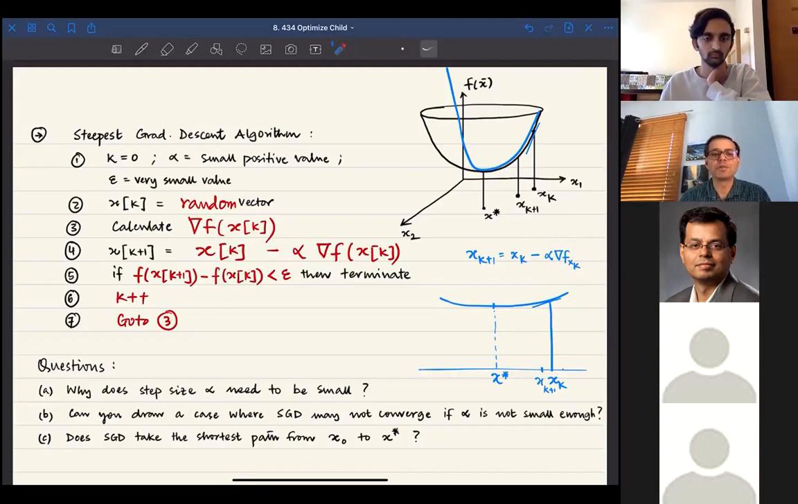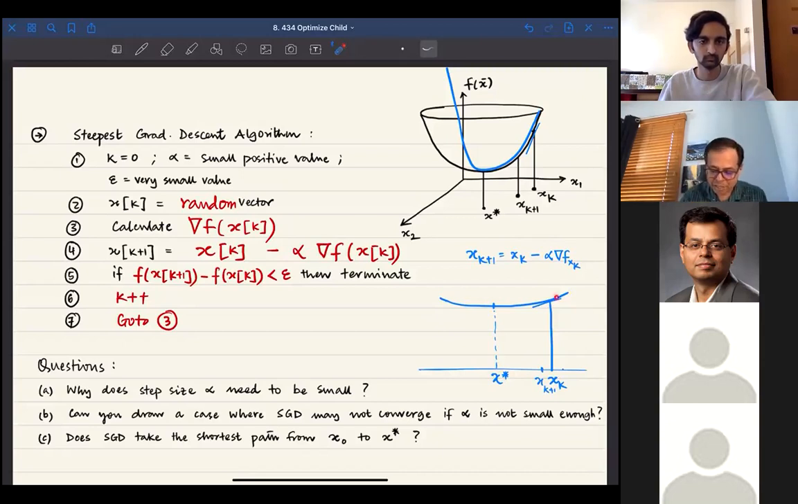So what I'm going to say is, when I'm moving from xk to xk plus 1, if my function is not changing by more than an epsilon, and that epsilon could be a very small value, then I'm going to say I'm close enough to the minima. The hope is that your function is not changing much because you're so close to this x star that the gradient of the function has almost become flat.